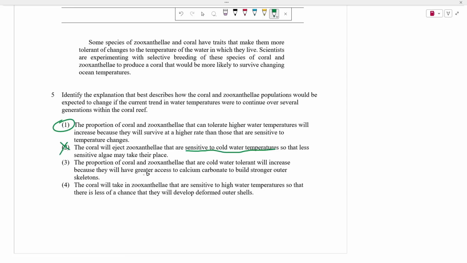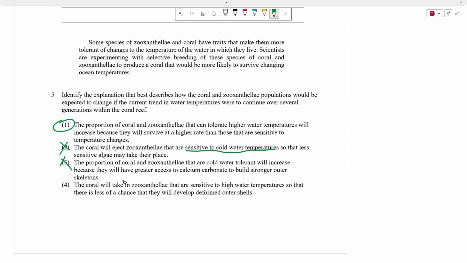Okay. The proportion of coral and zooxanthellae that are cold water tolerant will increase. This is false because if the water is getting more and more hot, your resistance to cold water is useless. So you will actually die off because you're not better at surviving in hotter temperatures like choice 1 says you are. Right? So this is actually the opposite of choice 1. The proportion of hot water resistant zooxanthellae will increase, not cold water resistant ones.